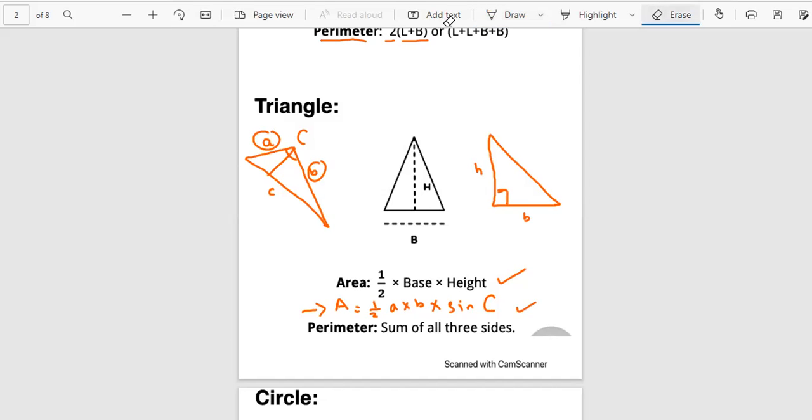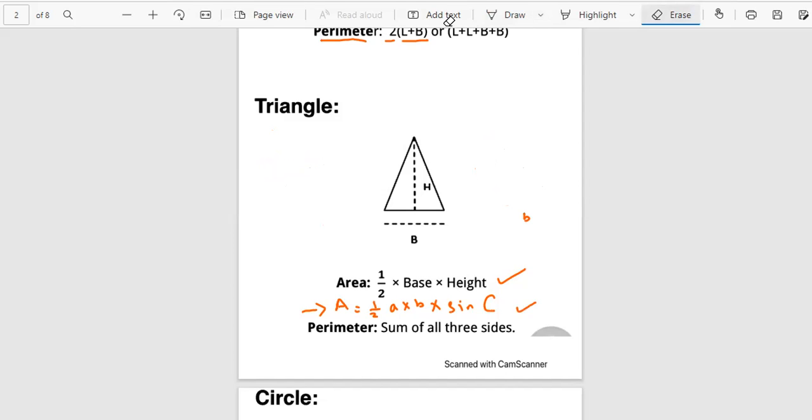Anything that you did not understand in this part? Yes, Saneem and Turhan? It's clear. Okay, very good. No, ma'am.